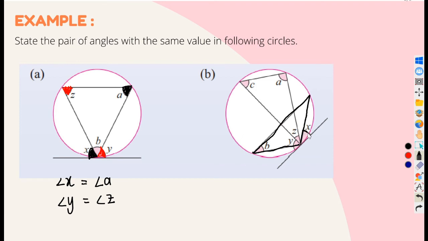the angle X is outside. Here is the angle X. The angle X is actually the same as angle B inside here, so angle X is equal to angle B. Another one here, we have this triangle, the second triangle here.